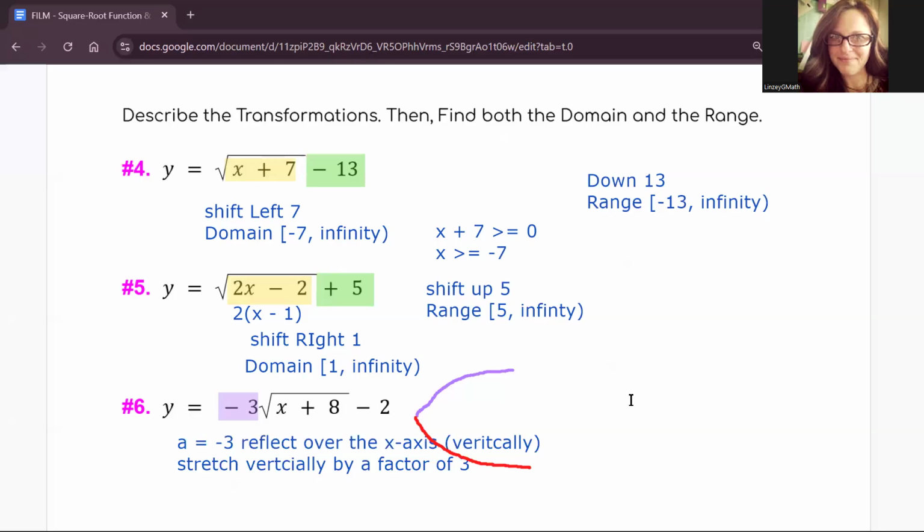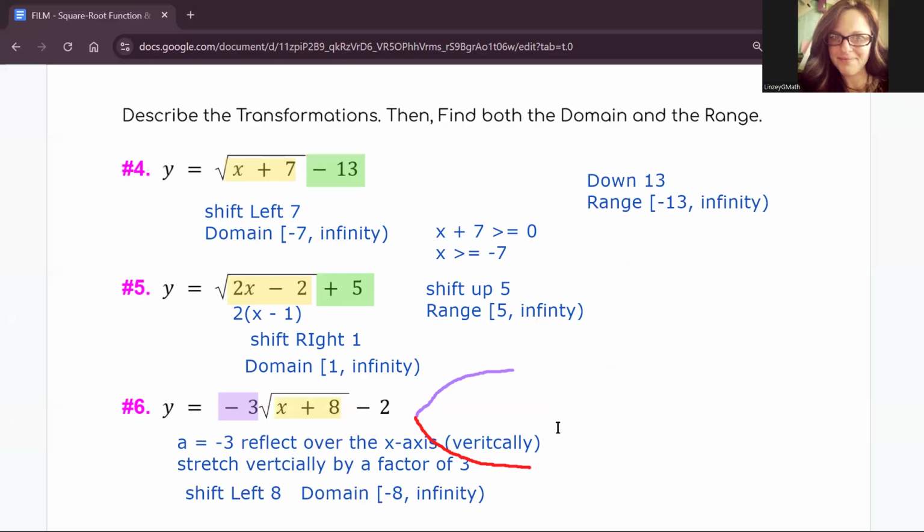Let's take a look at the x plus 8 under the radical. That's going to shift the graph to the left 8. So our domain will start at -8 and then continue to the right to positive infinity. You can always graph these on Desmos to take a look at them. Actually, I think I have them after this.